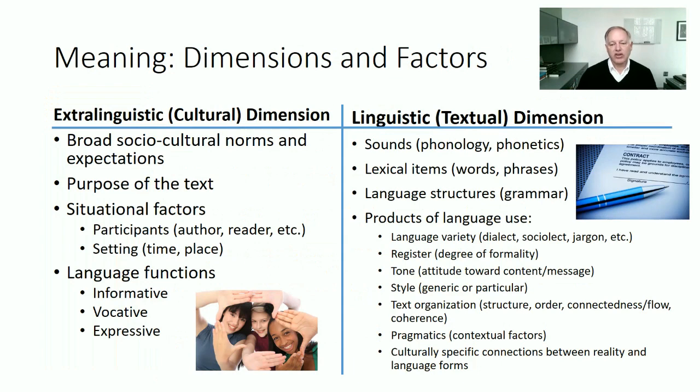Language variety, register, tone, style, the way the text is organized, how many paragraphs does it have? Are those in a particular order? How well are they connected? Pragmatics, which has to do with the influence of context on the interpretation of a written or spoken message. And then finally, culturally specific connections between reality and language forms.